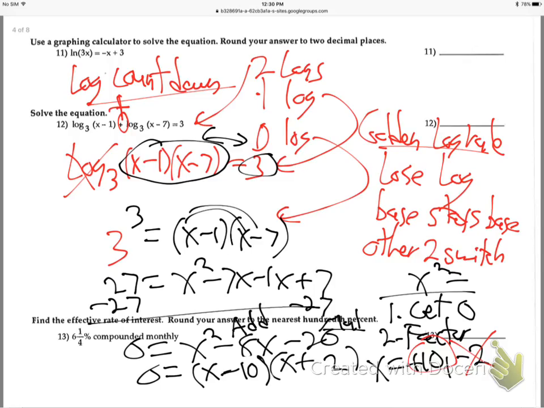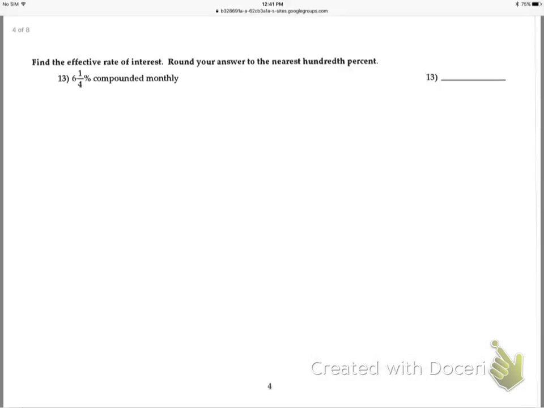All right, let's go to the next number. What do we do for this one? Let me give you a second, see what you remember. This will be the end of part 2. Find the effective rate. How do you find effective rate?